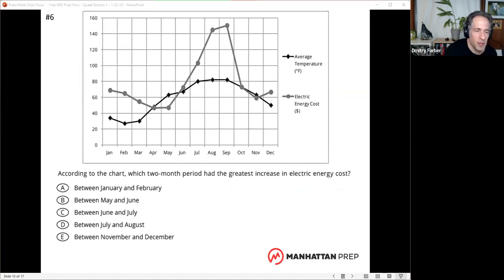One thing that I found a little bit mean about this one is they say which 2 month period, and we have to really think about what they mean. At first glance, I might think two intervals, like from May to July. No, they don't give you an answer like that, right? But when they say 2 month period, they're really just talking about one change, right? A 2 month period like January to February is one click on this, right? So we're looking for a greatest increase.